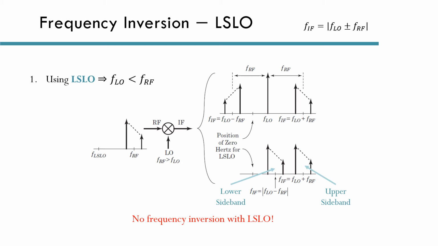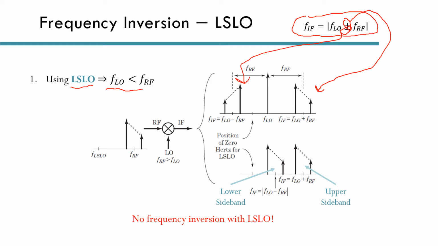Okay, so now I'm an RF engineer. I know that I can use two local oscillator frequencies, and the question is, which should I choose? Let's first consider that we use the LSLO, which means that FLO is less than FRF. Now, based on this relation that we derived earlier, the plus sign will give me this band on the right, this spectrum on the IF, and the minus sign will give me this IF band, which is below 0 Hertz, or negative. But we know that in reality we can take the absolute value, and what this will do is re-invert the spectrum. So the lower sideband and the upper sideband are not inverted.